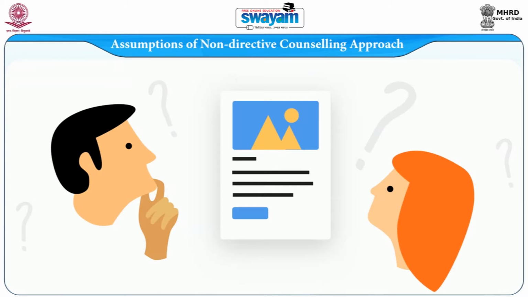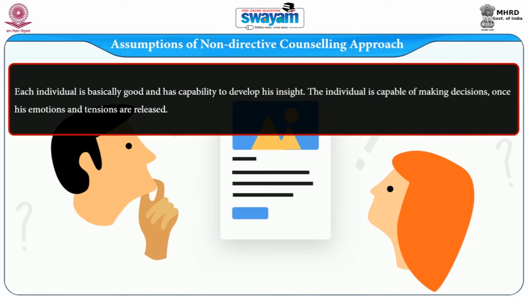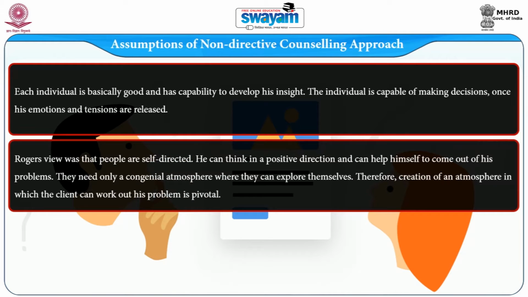First assumption: each individual is basically good and has the capability to develop his insight. The individual is capable of making decisions once his emotions and tensions are released. Second, Rogers' view was that people are self-directed. He can think in a positive direction and can help himself come out of his problem. They need only a congenial atmosphere where they can explore themselves. Therefore, creation of an atmosphere in which the client can work out his problem is pivotal.